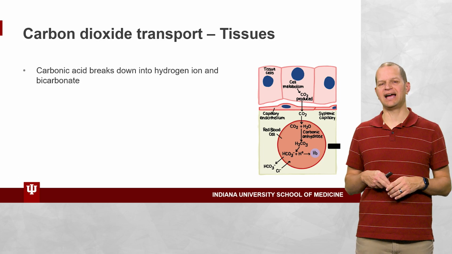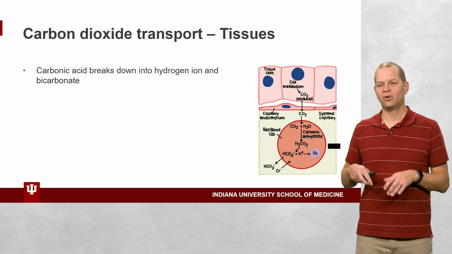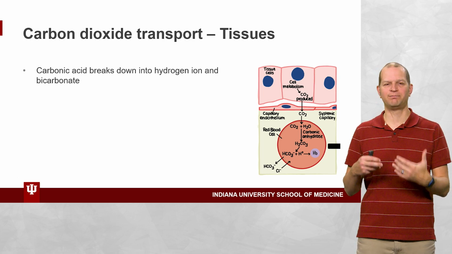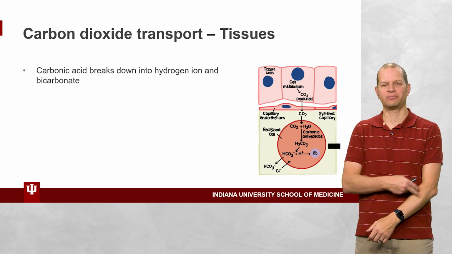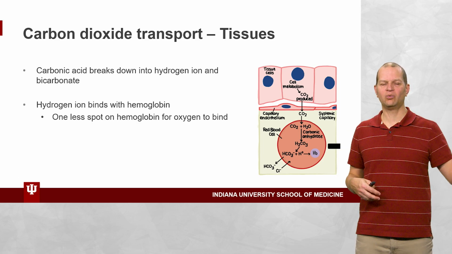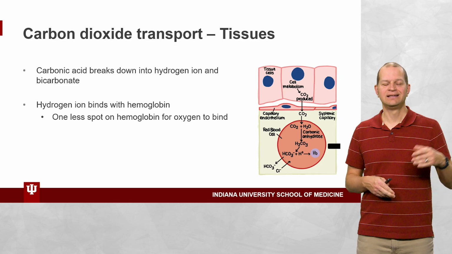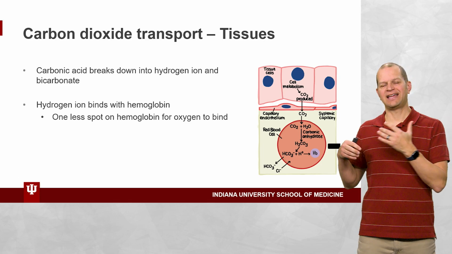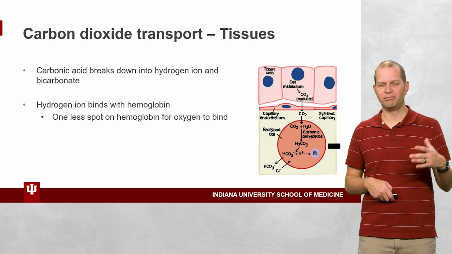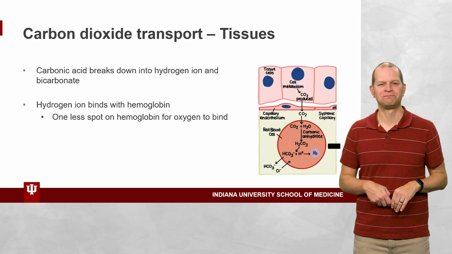All right, so we've got this carbonic acid. It breaks down into hydrogen ion and bicarbonate. We don't like hydrogen ion floating around just by itself because it's acid, and acid burns stuff, breaks proteins. So what's great is that hemoglobin will pick up that hydrogen ion. The downside is that's one less seat for oxygen to bind to if hydrogen ion's already there. But we don't have acid on the loose.